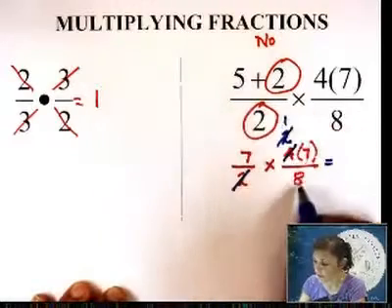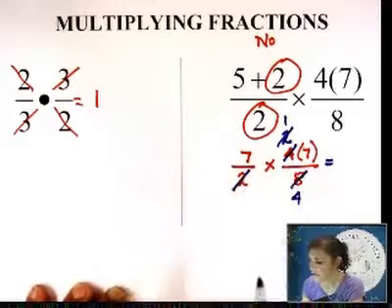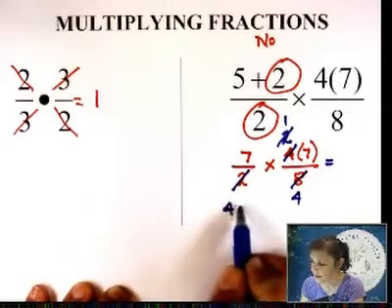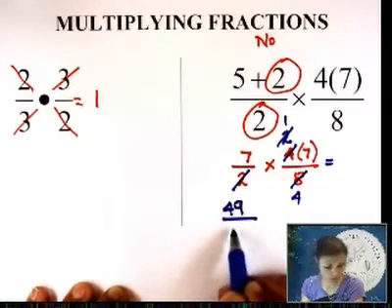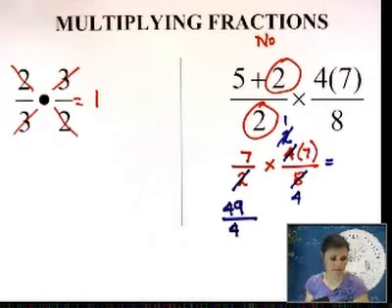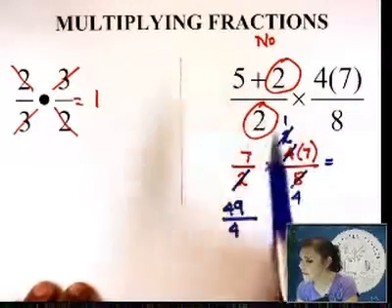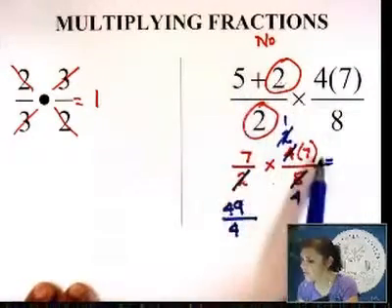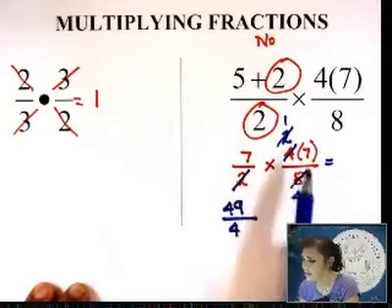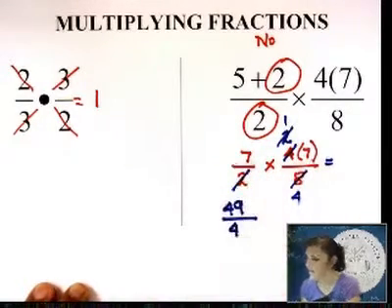You don't have to do it this way. And guess what I have? 7 times 7, which is 49. And I have just 4 at the bottom. Does it make sense? All right. Let's see what I did here. I cannot cross these out. 7, 4, 7. Let me check. 2, 8. 4, 2, 2, 2, 4, 7, 49 over 4.